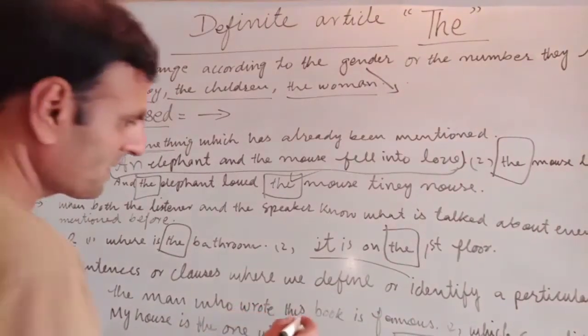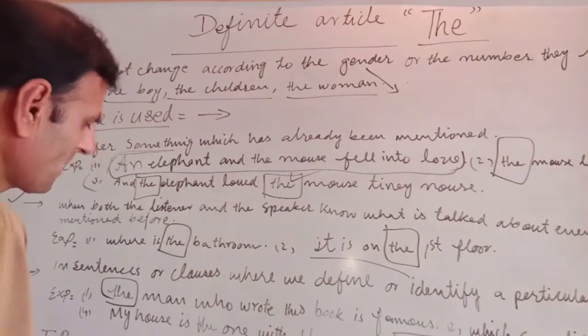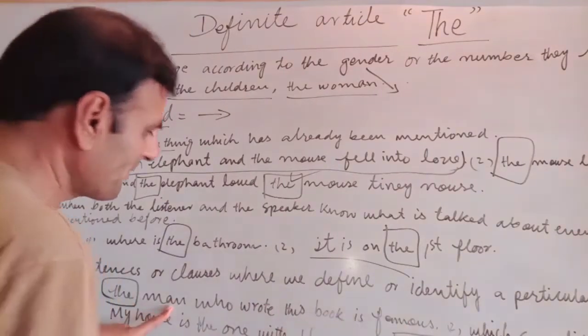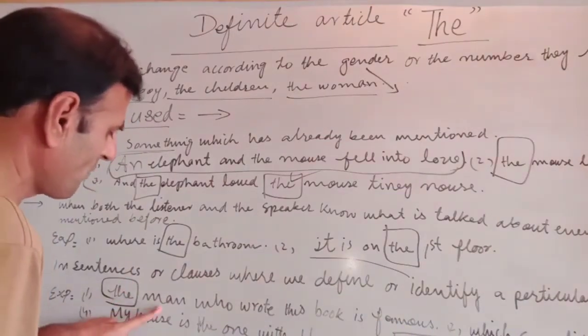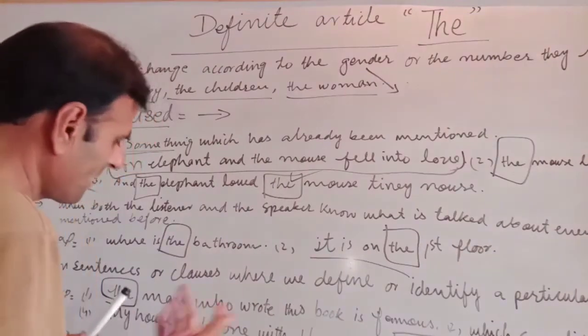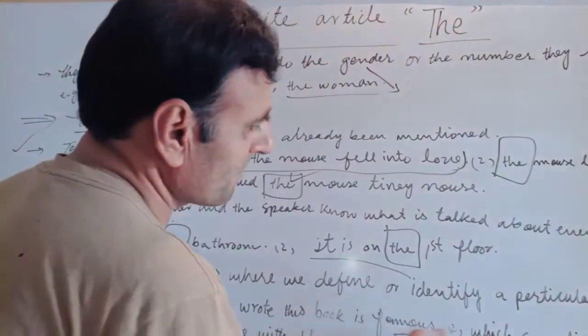The man who wrote this book is famous. We put the here because this man is particular, because he wrote a book and he is a famous person. That's why we put the before him, because he is a particular person, special, paramount, or well-known. The man who wrote this book is famous.